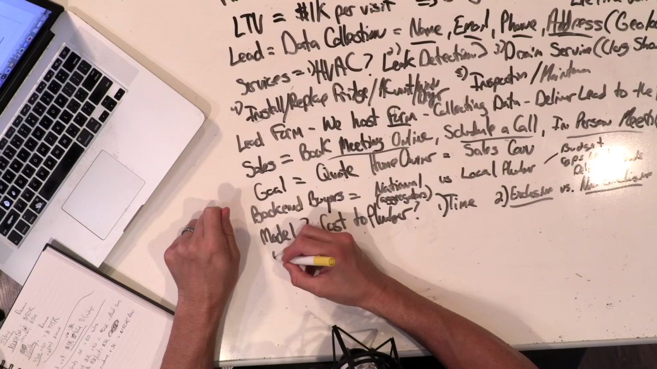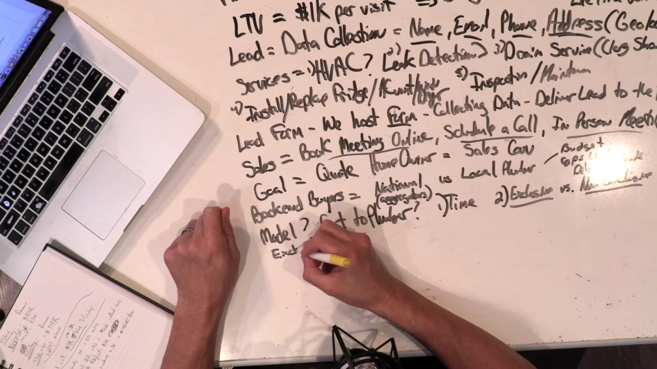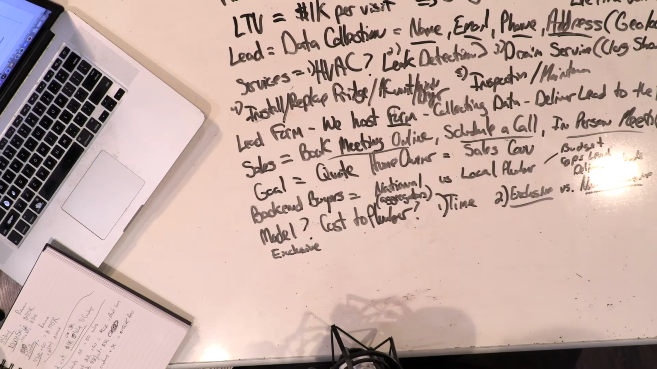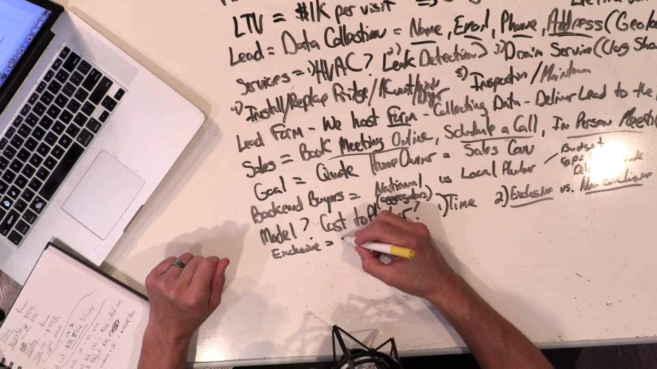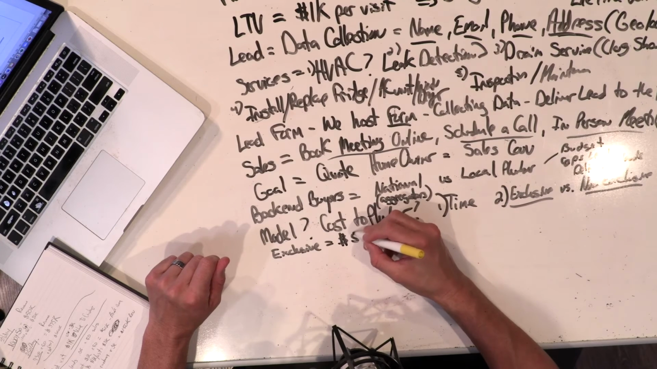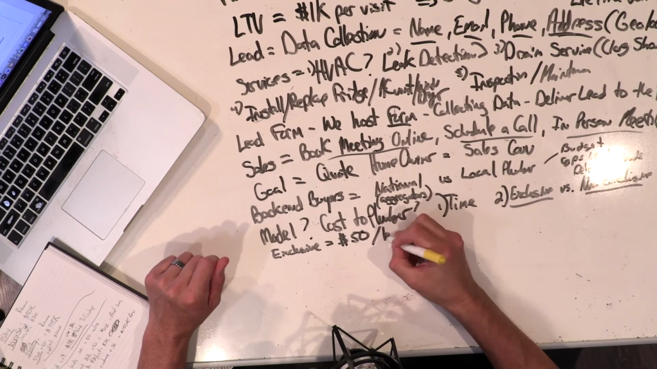What I'm gonna do here is work on some real numbers and play around with a few different models, and then show you what that looks like, okay? Let's start off with exclusive. Let's say an exclusive lead, which means you're generating a lead and that lead is only going to one buyer. We're gonna say that is $50 per lead.